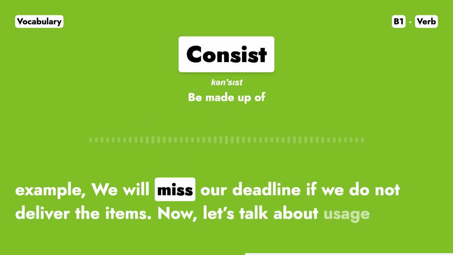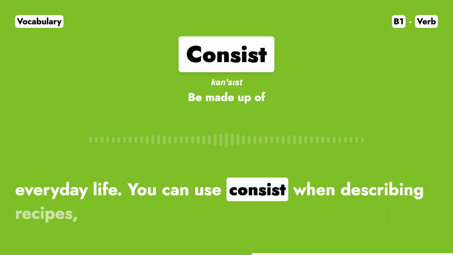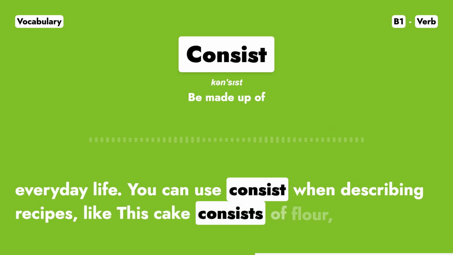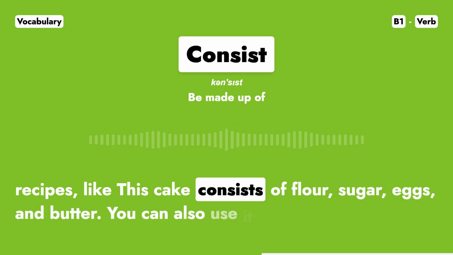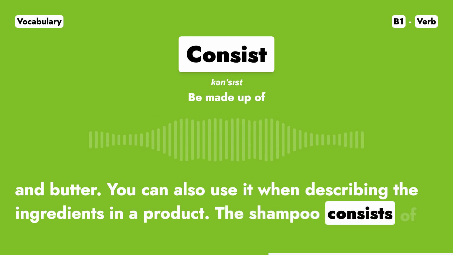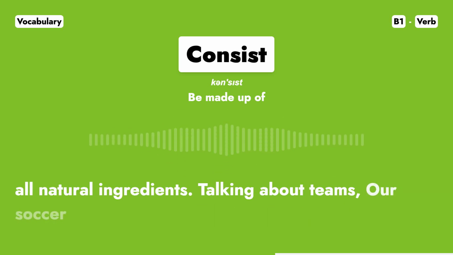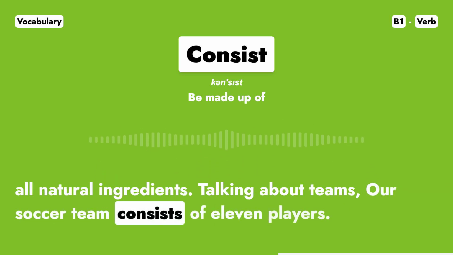Now, let's talk about usage in everyday life. You can use consist when describing recipes, like this cake consists of flour, sugar, eggs, and butter. You can also use it when describing the ingredients in a product. The shampoo consists of all natural ingredients. Talking about teams, our soccer team consists of 11 players.